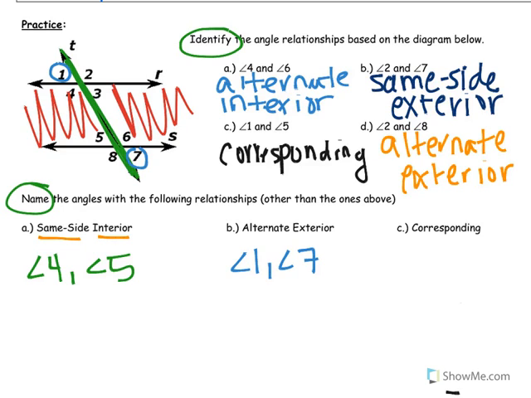All right, the last one is asking us for corresponding. We already did 1 and 5, so let's pick another angle. Angle 4, if I slide this down directly on top of the other, would match up with angle 8. So angle 4 and angle 8 are corresponding.